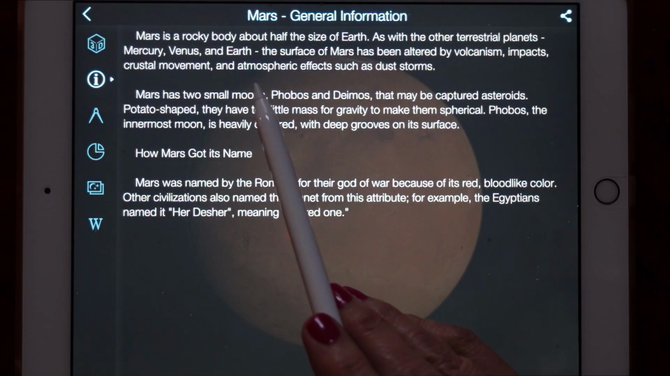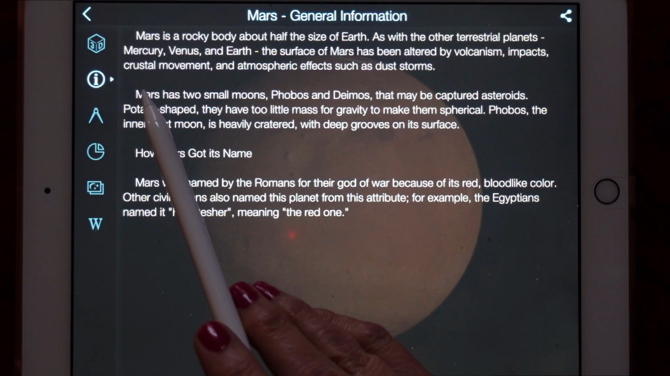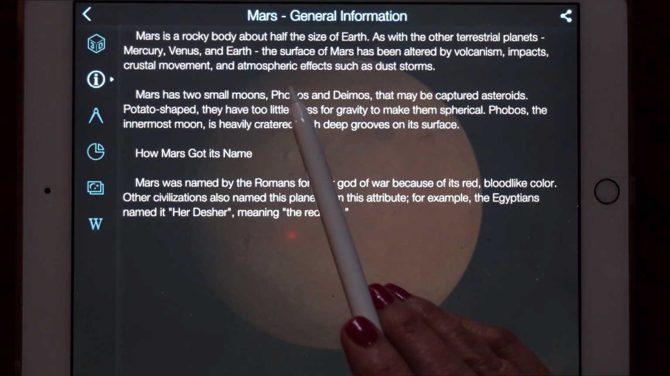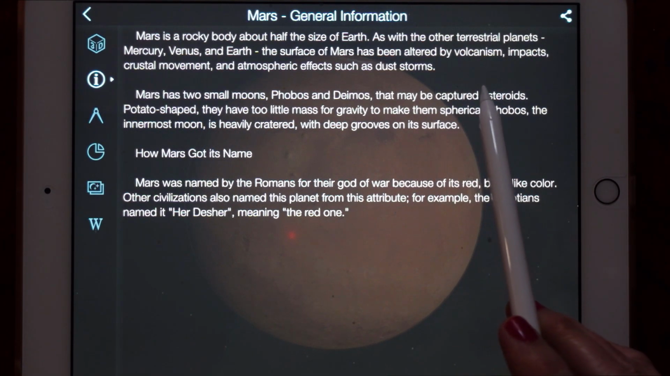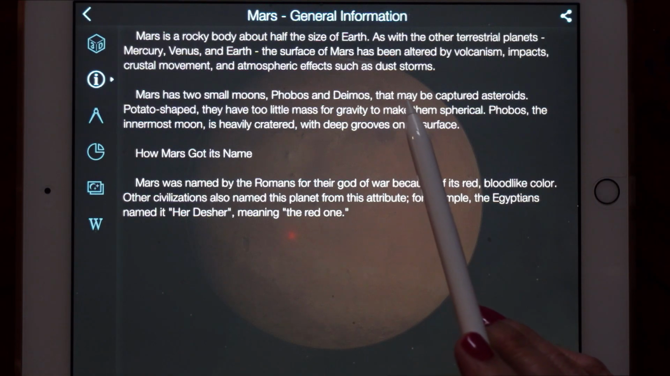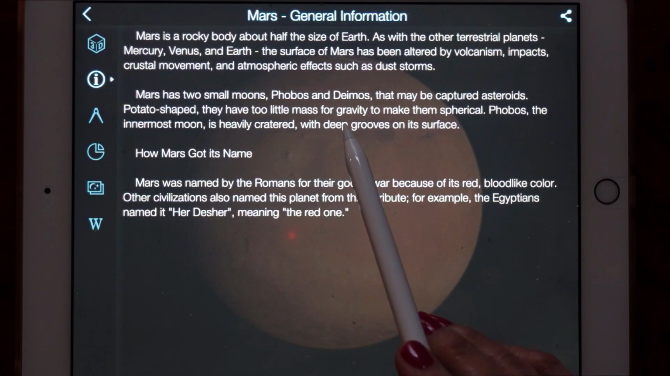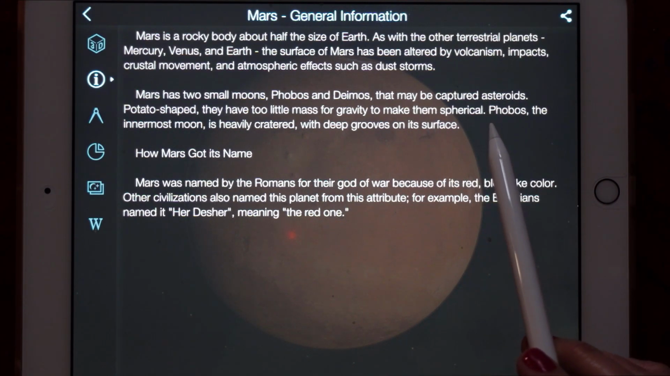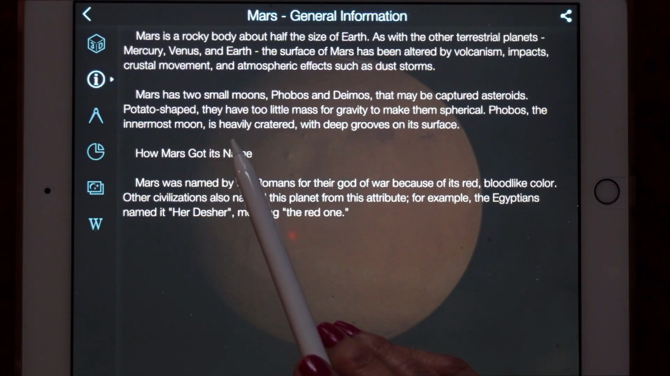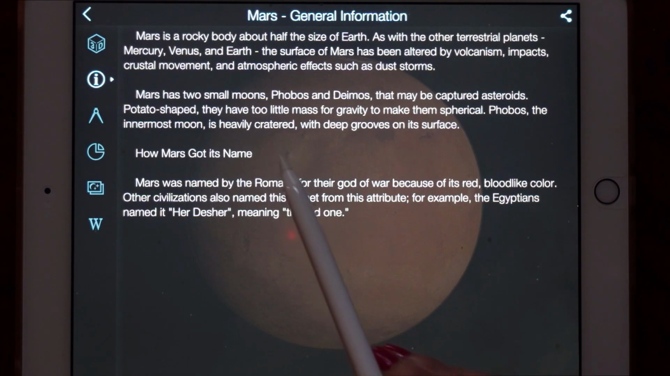Mars is a rocky body about half the size of Earth. As with the other terrestrial planets, Mercury, Venus and Earth, the surface of Mars has been altered by volcanism, impacts, crustal movement and atmospheric effects such as dust storms. Mars has 2 small moons, Phobos and Deimos, that may be captured asteroids. Potato-shaped, they have too little mass for gravity to make them spherical. Phobos, the innermost moon, is heavily cratered, with deep grooves on its surface.